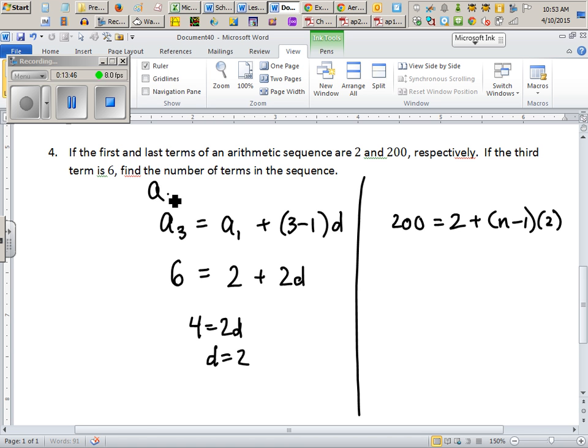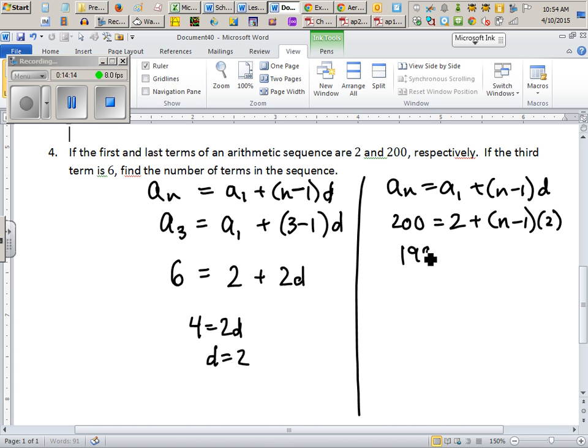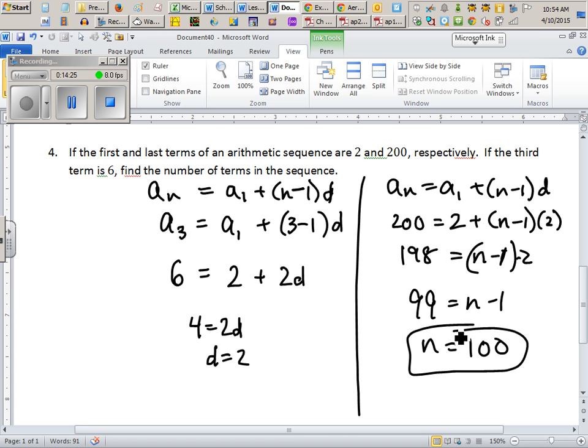Yeah, so what's going on is he used a sub n equals a sub 1 plus n minus 1 times d. He used that once to figure out d. And now he's using that same formula again. This time he's using n equals n. He doesn't know how many terms there are. So this is the same exact formula, it's just applied with different numbers. And this time we're solving for n. Subtract 2, you get 198. Dividing by 2, you get 99. Adding, you get 100. Or however you like to solve it at the end there.